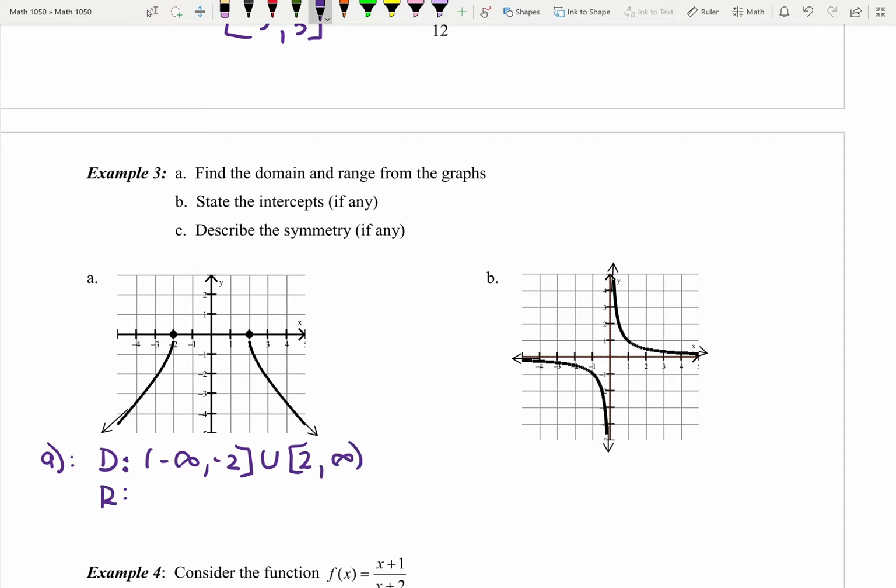Range is y. Yes, sir. Everybody freeze for 2 seconds. Yes, sir. So why would you use the U instead of an upside down U? Because doesn't that mean and? Yes, it does. And I love your question.